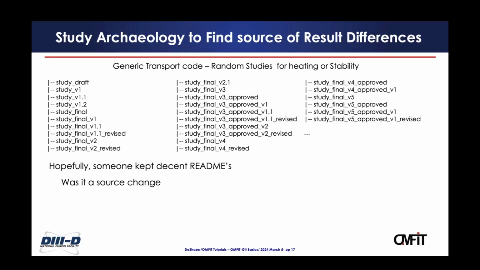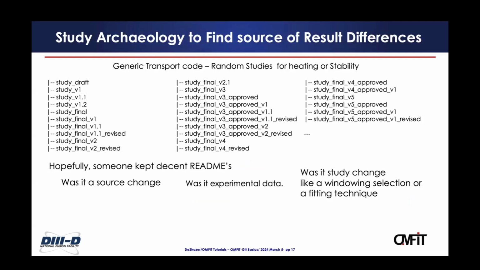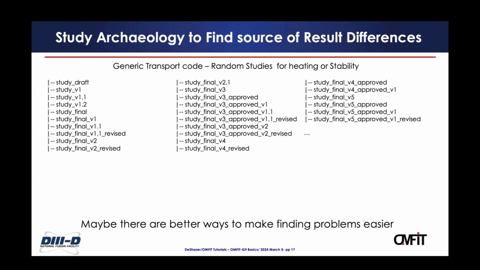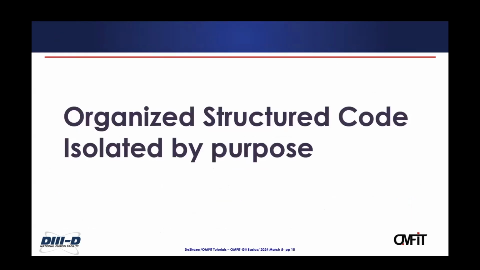And so hopefully somebody kept some good READMEs. You have to think, was it a source change with experimental data? Was it a change like windowing, something that you were doing for the analysis? You'd use a diff to try and figure out the differences between files or whatever. And then finally, maybe there's a better way.